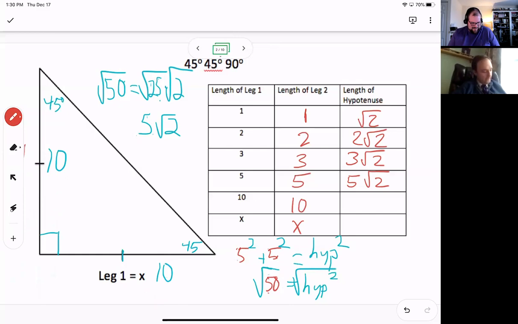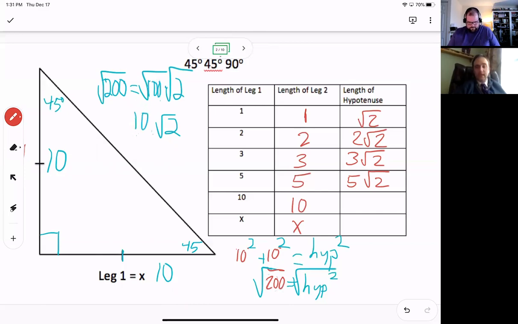So let's do 10. Okay, so that means anywhere that we have a 5, we're going to put 10. Yes. And I put a 5 again. That's supposed to be a 10, Mr. Carlson. Okay, and 10 squared plus 10 squared is going to be 200. And 200 is 100 times 2, and the square root of 100 is 10.